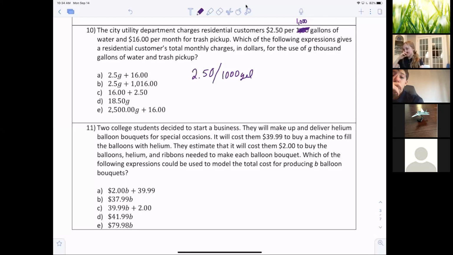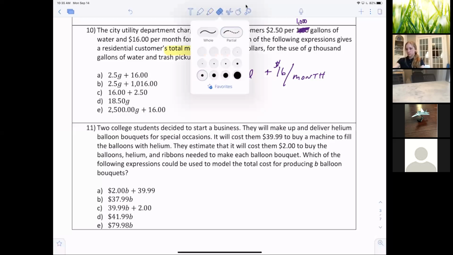But when you own a house, you also have to pay for people to come pick up your garbage. That is not free, and everybody pays the same flat rate. In this case, you pay $16 per month. So it's $2.50 per 1,000 plus $16 every month. The question asks for the total monthly charges. If it's just for 1 month, the $16 is just added to the bill, so I really don't need this piece right here.